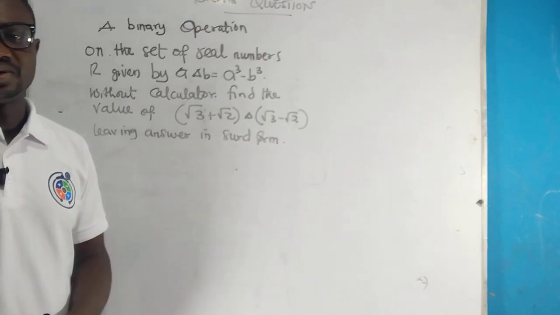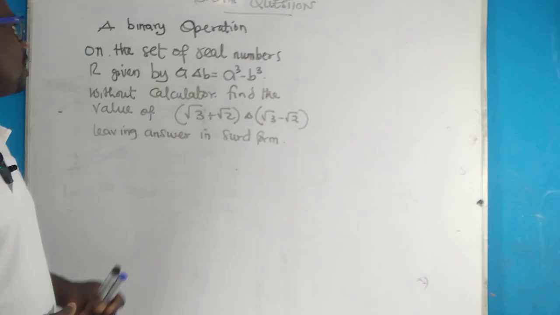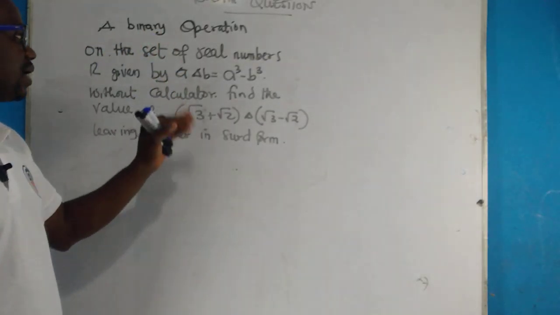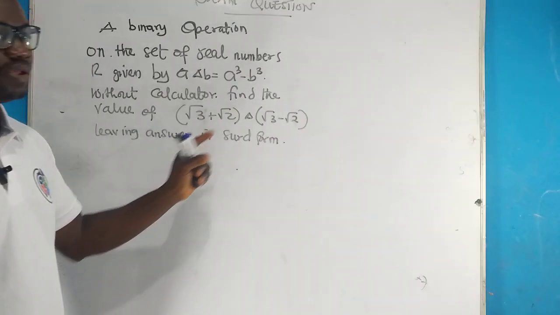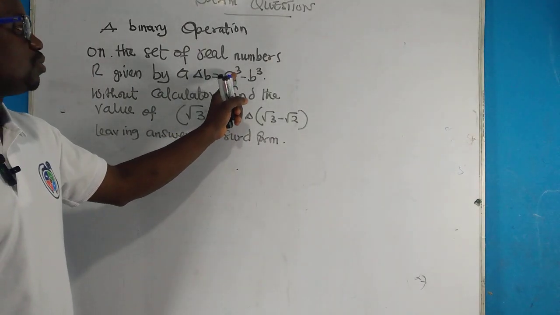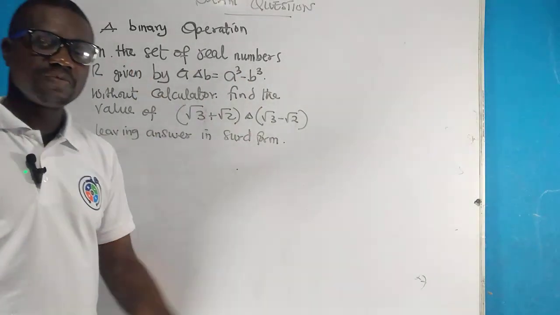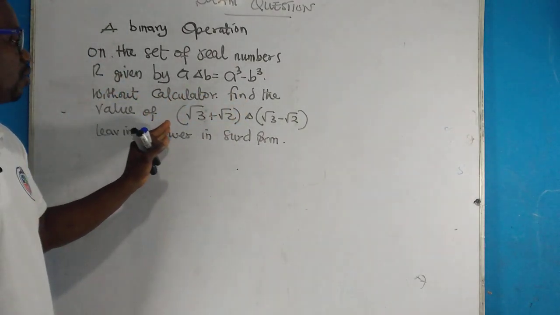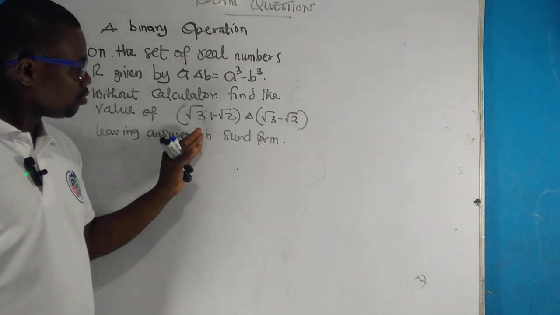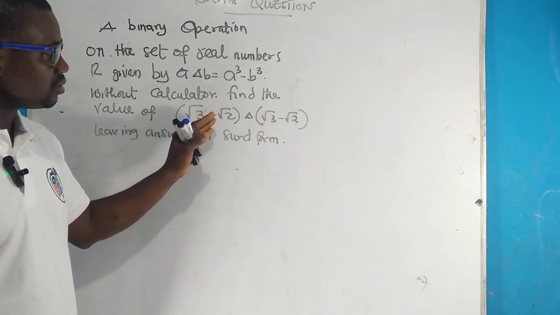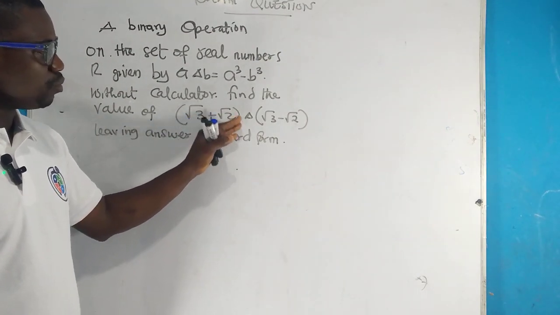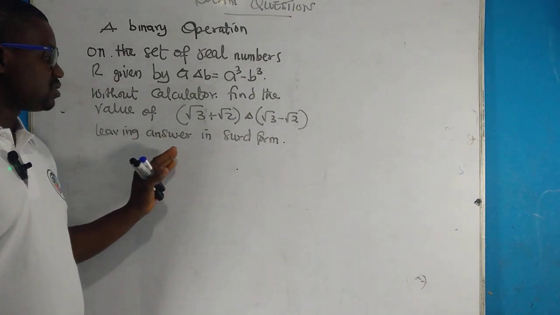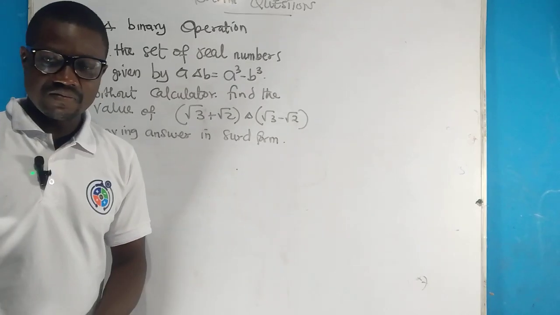Let's look at this examinable question. The binary operation on the set of real numbers is given by A operation B equals A exponent 3 minus B exponent 3. Without a calculator, find the value of root 3 plus root 2 operation root 3 minus root 2, leaving the answer in surd form.